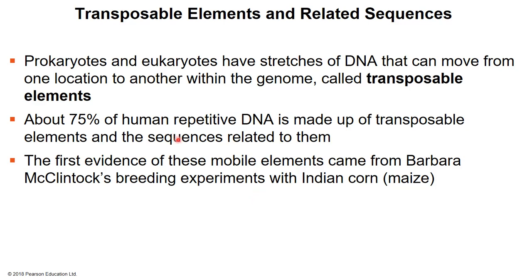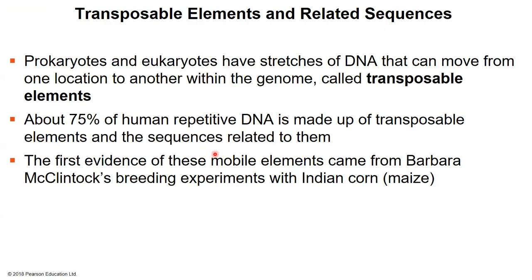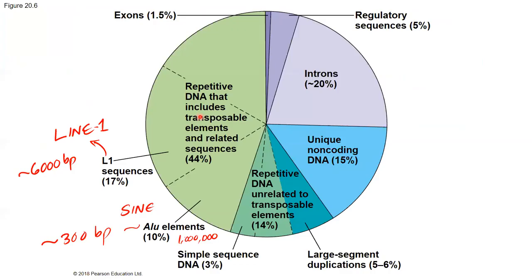So now let's talk about transposable elements and their related sequences. Again, they represent 44% of our genome. So we have to learn about this. So 75% of the human repetitive DNA is made of these transposable elements. So this is 75% of the human repetitive DNA, not the human genome. Okay.